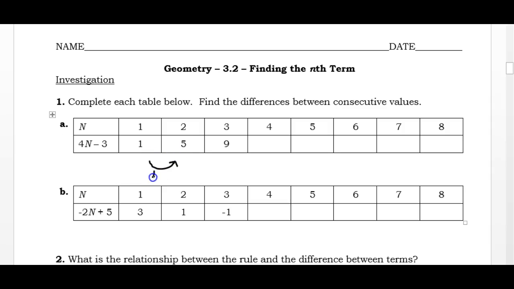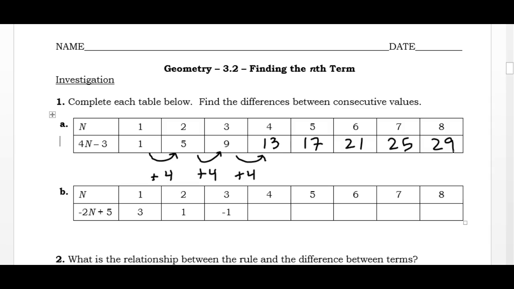So 1 to 5, that's going up by 4. How much is this going up by? That's also going up by 4. So I'm going to conjecture that this is also going to go up by 4. So 9, 10, 11, 12, 13, plus 4 more, plus 4 more, and so on.